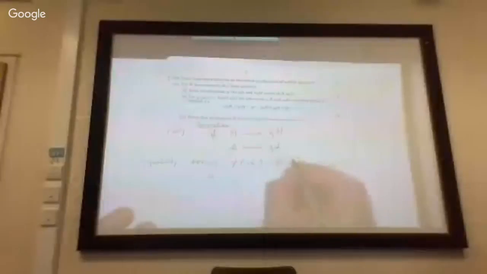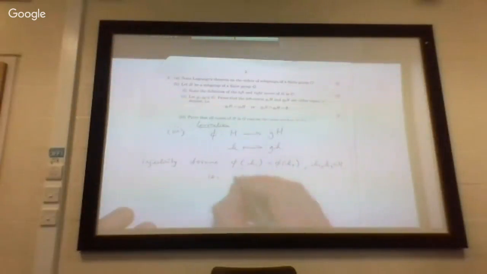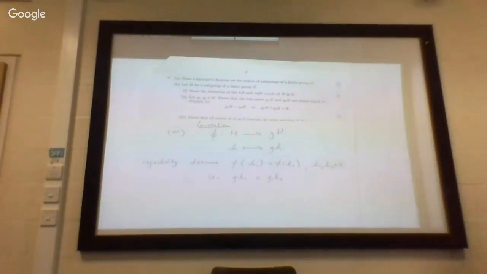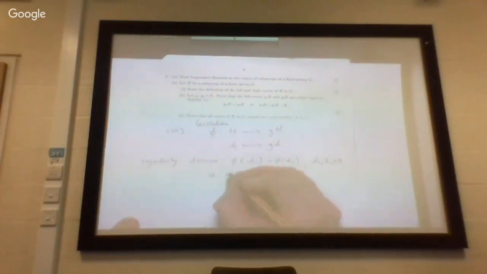Meanwhile, we use the definition of phi. phi(H1) is GH1, phi(H2) is GH2. So yeah, I mixed up my G's and H's with the indexing. Again, the G's can be cancelled on both sides by multiplying both sides by G inverse. Put a G inverse on the left here, G inverse on the left there. And so that will imply that H1 is equal to H2, i.e. phi is injective.